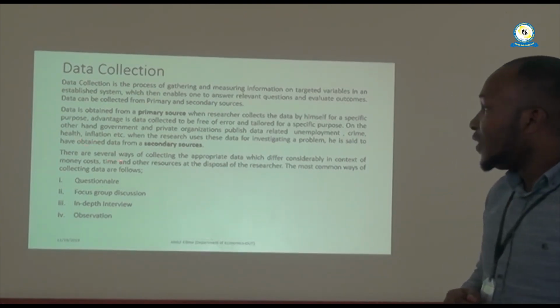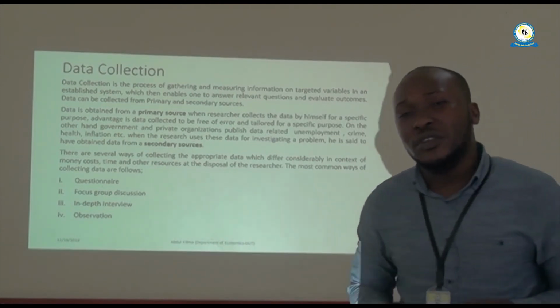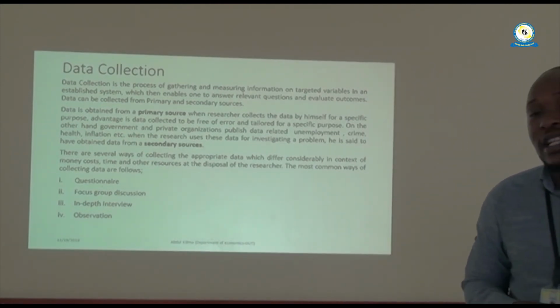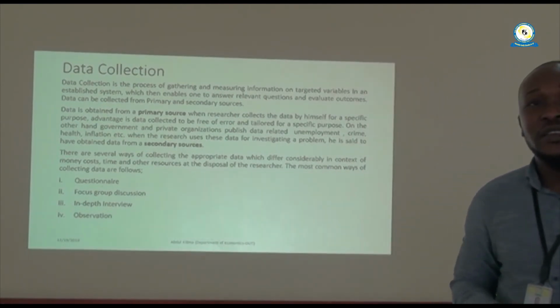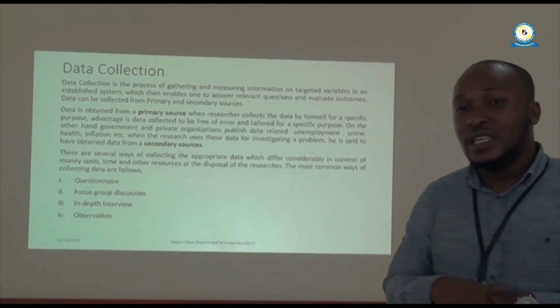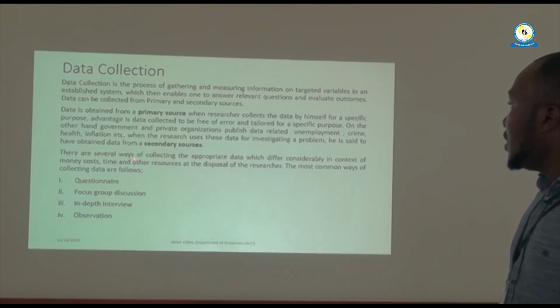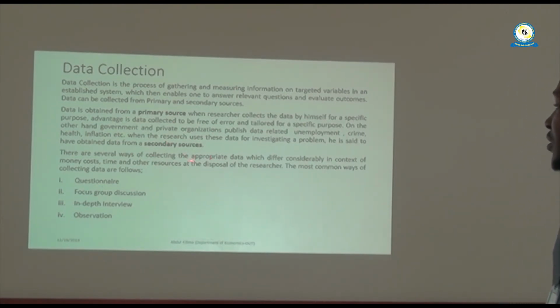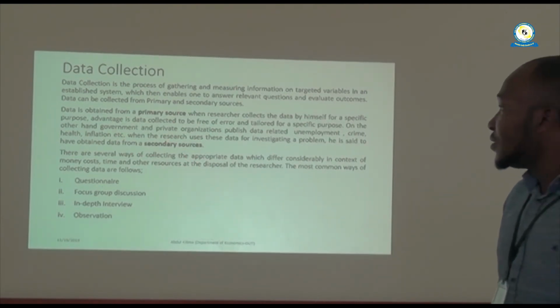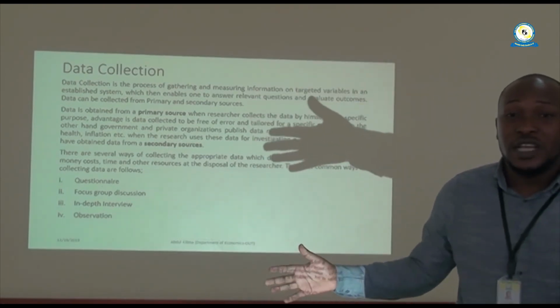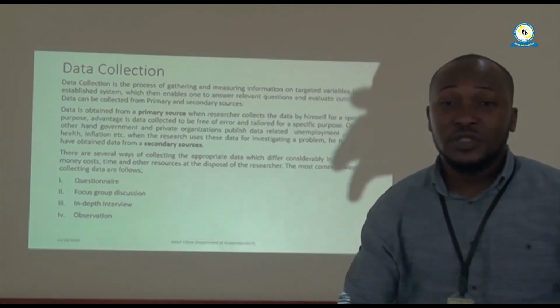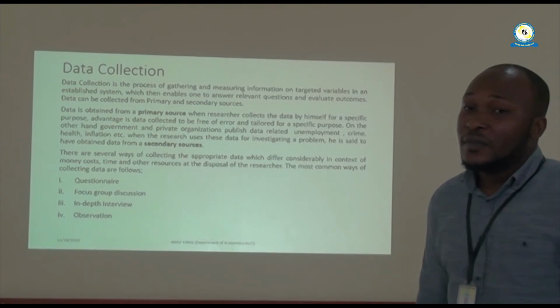But on the other hand, when the government or another private organization collects data and stores it, for example in the library or on the internet, and you go to access that data, what you are doing is obtaining secondary sources of data. So those are the two parts of data collection: primary source and secondary source.